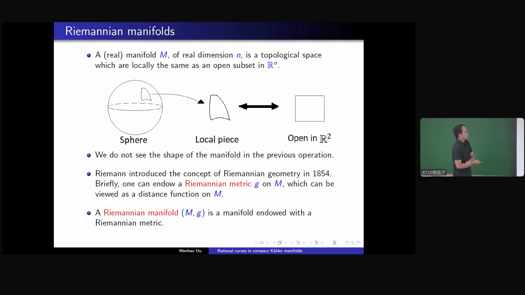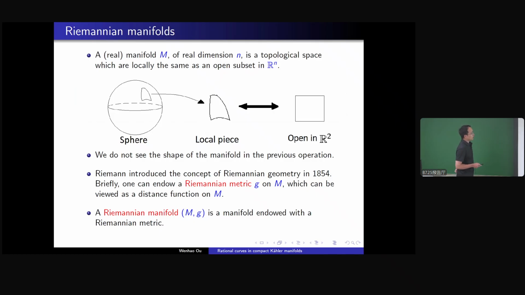To deal with this problem, we want to have some intrinsic notion of manifold with which we can keep track of the shape of the manifold, without, say, an embedding in some larger space. To do this, Riemann introduced the notion of Riemannian geometry in 1854. Briefly, on a manifold M, we can endow a Riemannian metric g. A Riemannian metric we view as a distance function on M. Together, (M, g) is now called a Riemannian manifold, and g is the Riemannian metric.